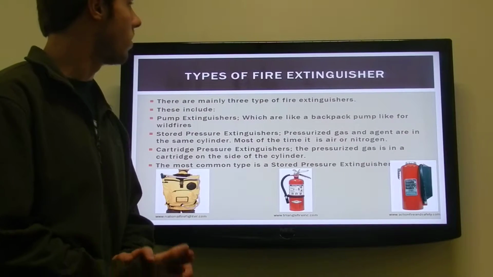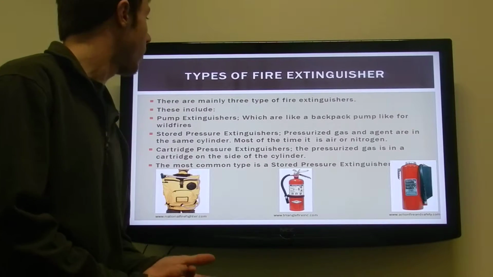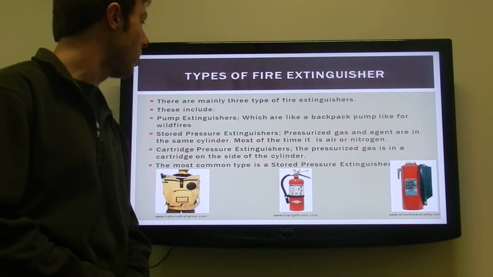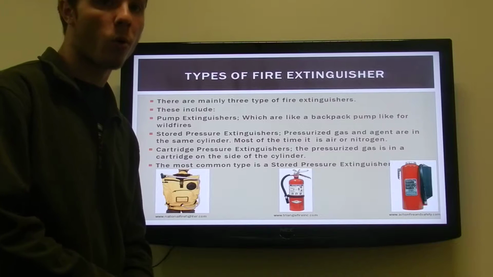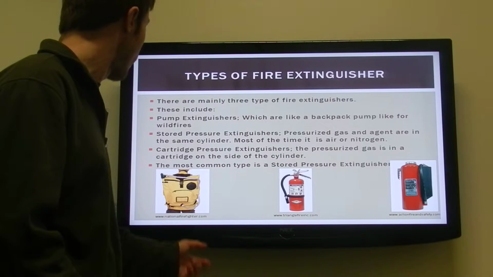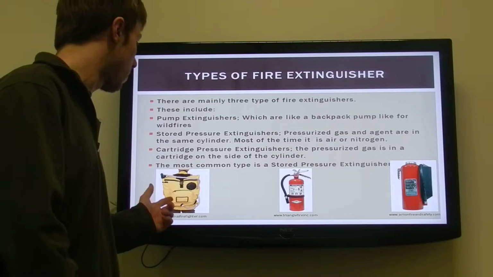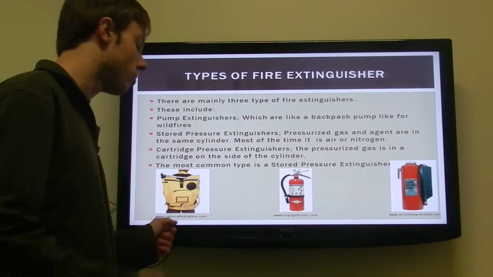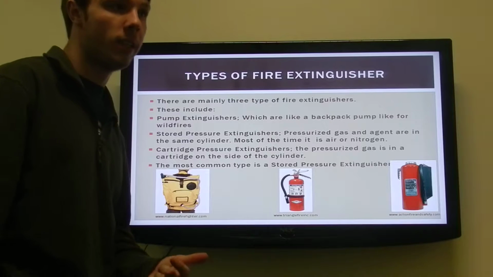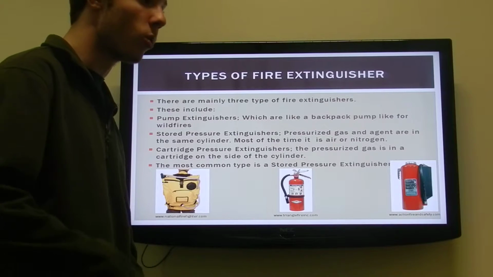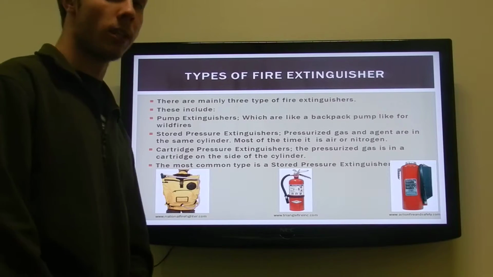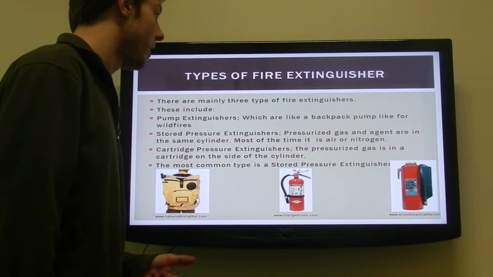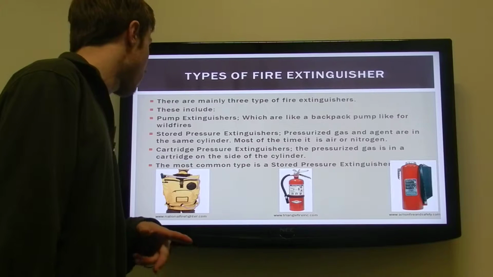Okay, now the types of fire extinguishers. There are mainly three types of fire extinguishers. Mainly the pump extinguisher, which is either a hand pump or a backpack pump. Here's an example of a backpack pump right here. This is mainly used for wildland firefighting because it's easy to carry and easy to maneuver with. It's not bulky or heavy, but you have to manually pump it to get the agent out. It's mainly used for wildfires, the backpack pump.